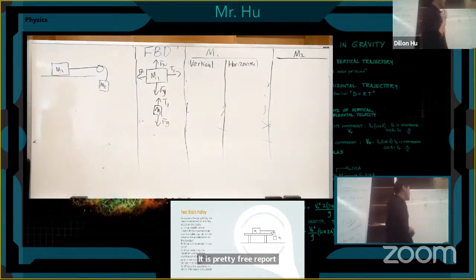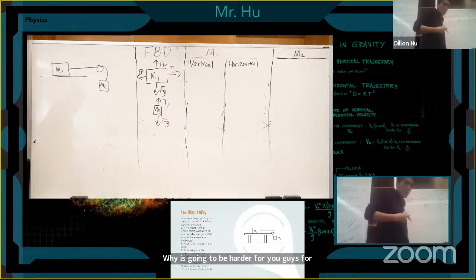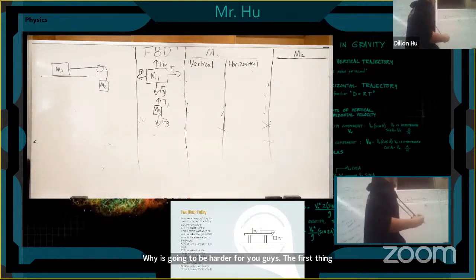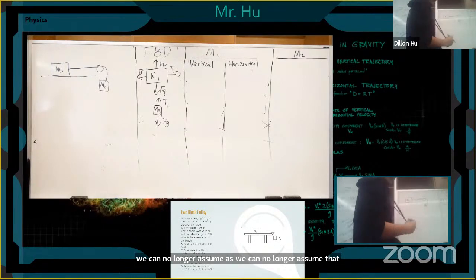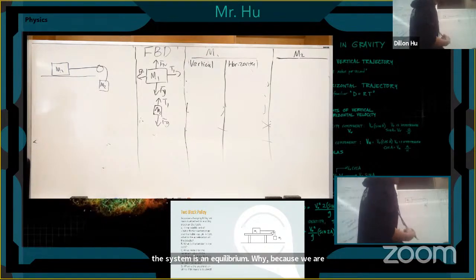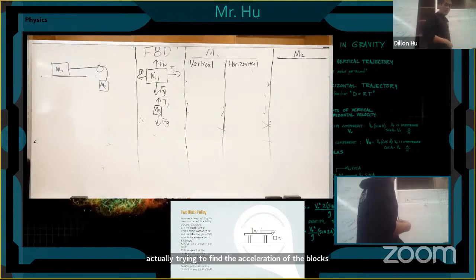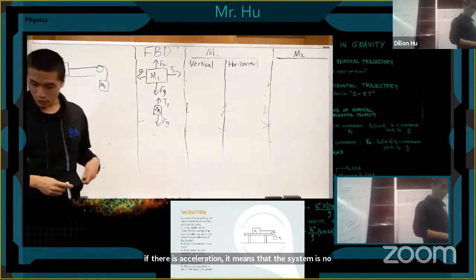The next part is actually going to be quite a bit harder. Why is it going to be harder? Because the first thing is we can no longer assume that the system is in equilibrium. Why? Because we are actually trying to find the acceleration of the blocks. If there is acceleration, it means that the system is no longer in equilibrium, which means that the sum of all forces is no longer going to be zero.